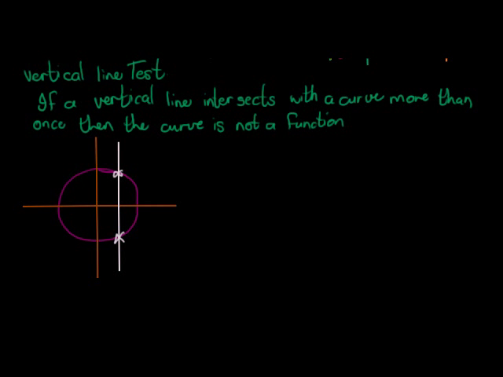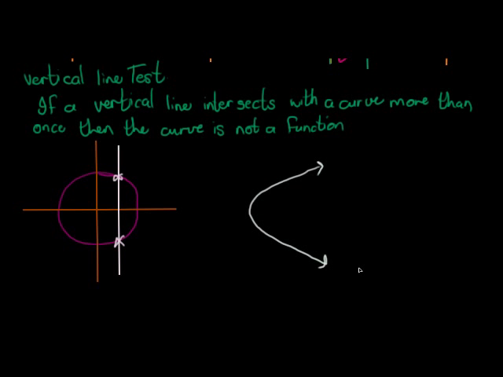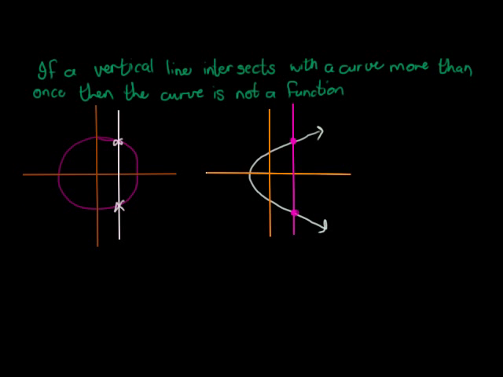Another example is one that looks like this. It kind of looks like a parabola that's lying on its side. Again, you will notice that vertical lines intersect it more than once. There's one, and there's another one, which means that this is not a function. So let's continue now to have a look at the inverse of the parabola.